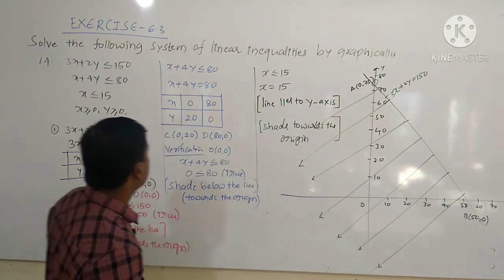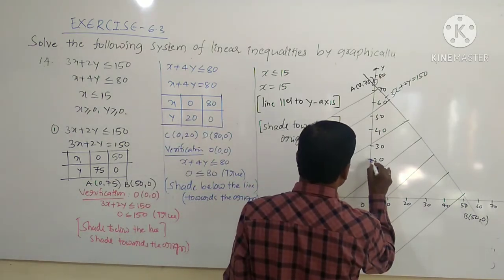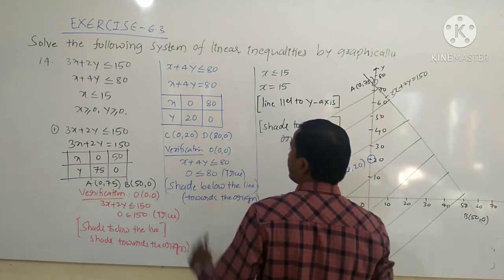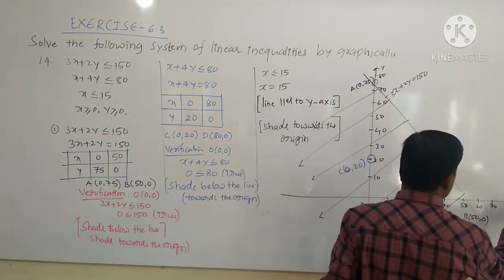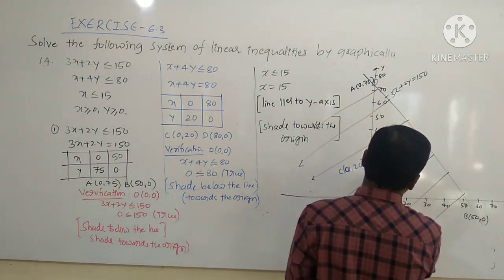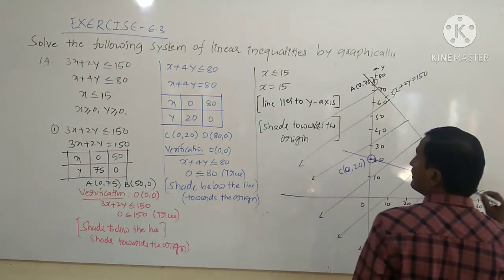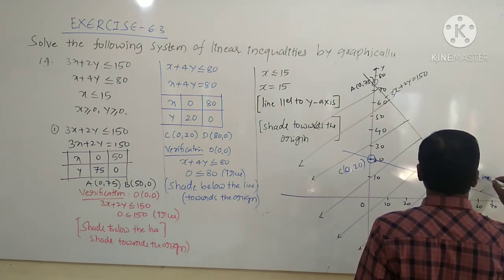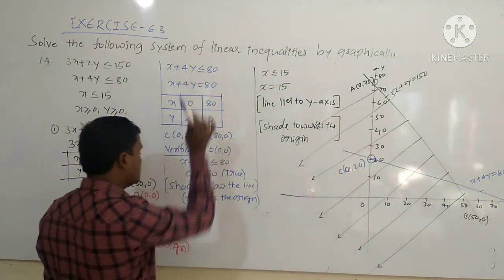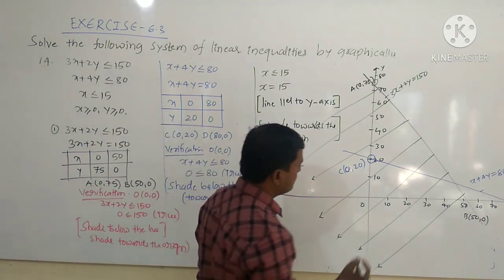Second, for this one, (0, 20), the blue line. This is the point C, (0, 20). Point D is (80, 0). Join these, and again you get a straight line. What does it represent? Clearly it represents x plus 4y equal to 80. And less than means shade below the line, which means towards the origin.